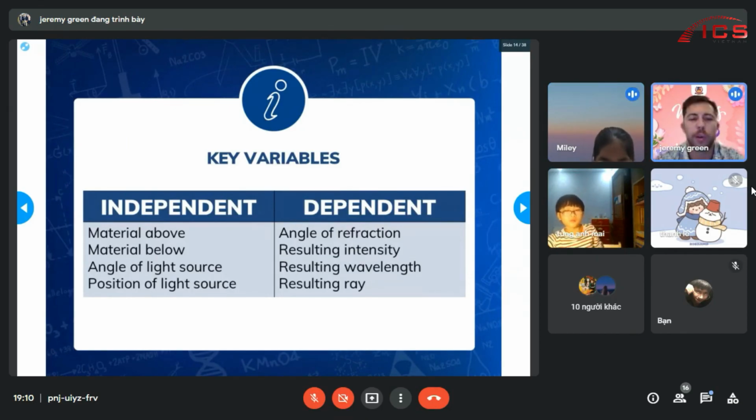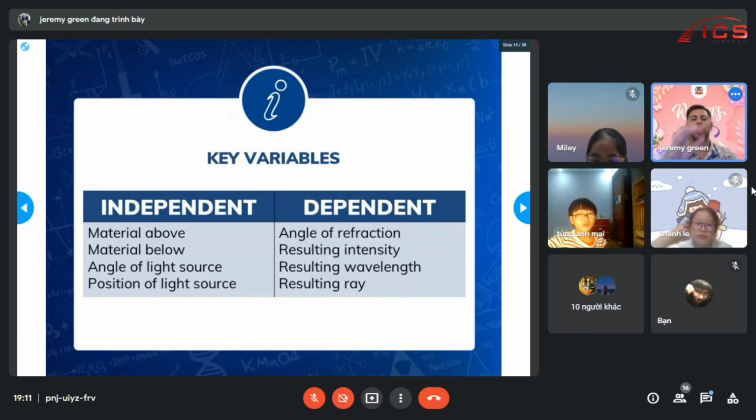Okay, so everyone, all of these things, the angle of the refraction, how strong it is, the resulting intensity, the resulting wavelength, and the resulting ray, are all dependent on the independent variables. So the position of the light, the position of the water, and the angle that it hits the water are all independent. Do you guys understand?